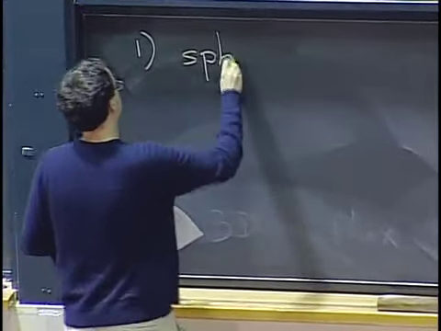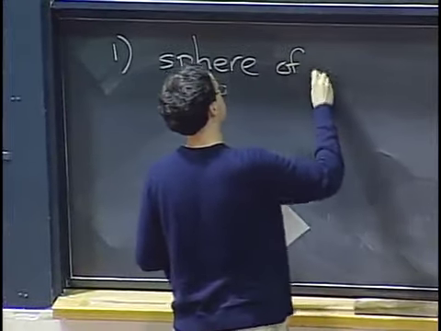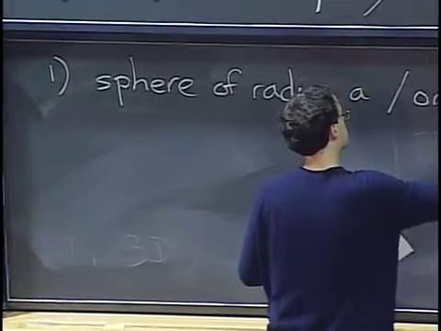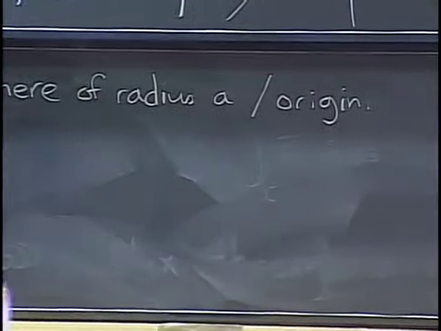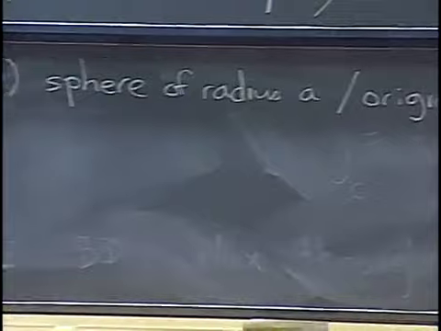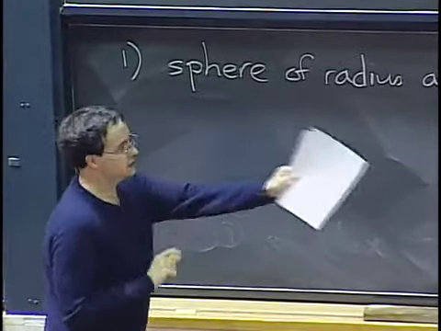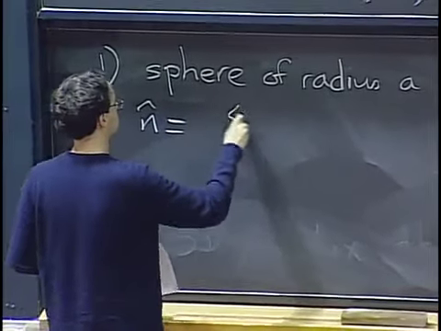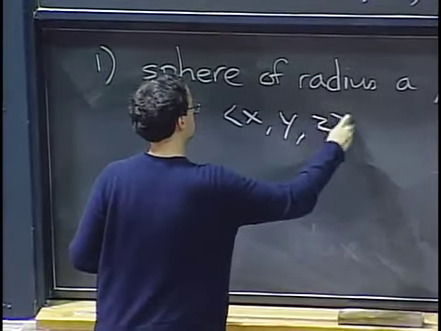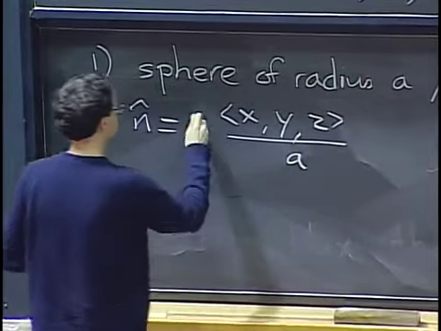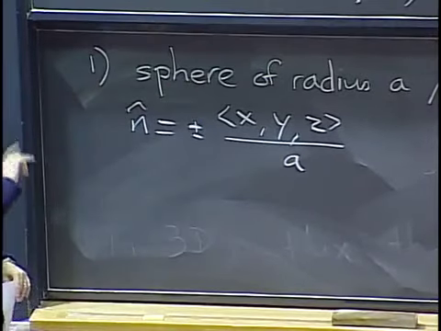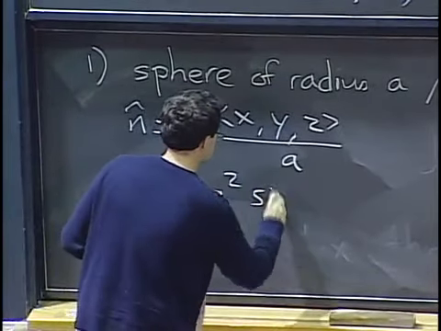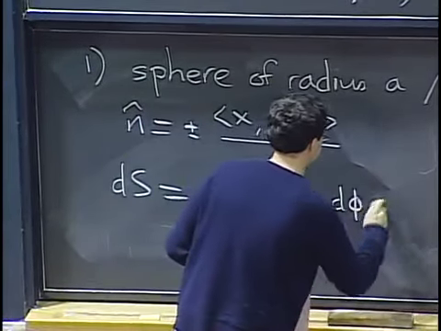Well, let's say that I gave you a sphere of radius a centered at the origin, or maybe just a half of that sphere or some portion of it. Well, we've already seen how to do things. Namely, we'll be saying the normal vector is x, y, z over a, well, plus or minus, depending on whether we want it pointing in or out. And dS will be a squared sine phi dphi dtheta.